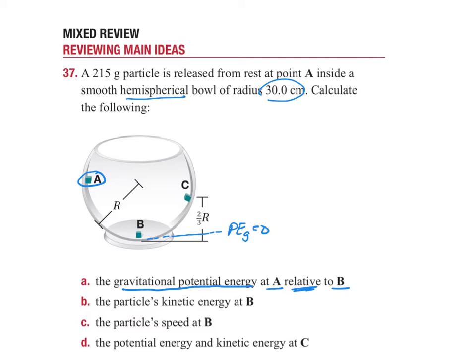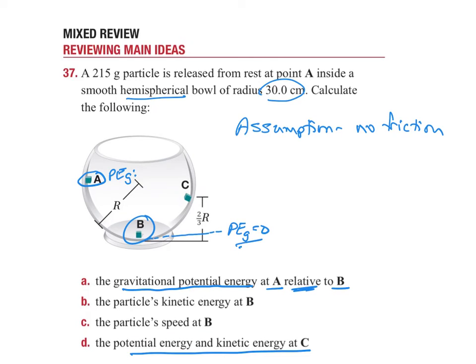But what might be interesting is potential energy and kinetic energy at C. Because if you think about this, if we assume there's no friction here, that's the big assumption here. The assumption in this bowl is there's no friction. So let me just write that down. So all your mechanical energy is going to be conserved. So all this gravitational PE that you have at the beginning, when it gets down here to the bottom where PEG is 0, 100% of that has to be converted to kinetic.